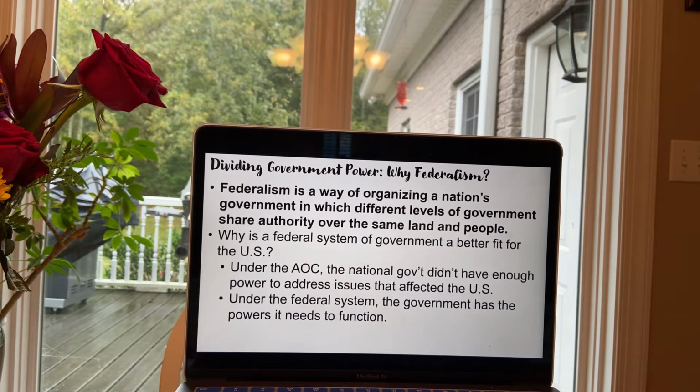Why do we need a federal system of government? If you remember, under the Articles of Confederation, the national government really did not have enough power to address the issues that affected the United States. And under the federal system, the government has the powers that it needs to function.